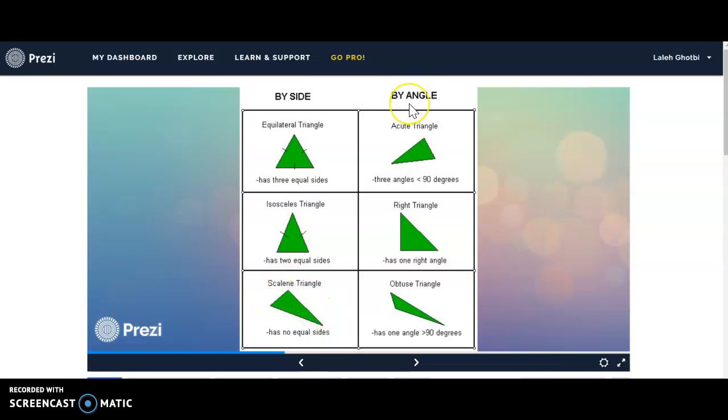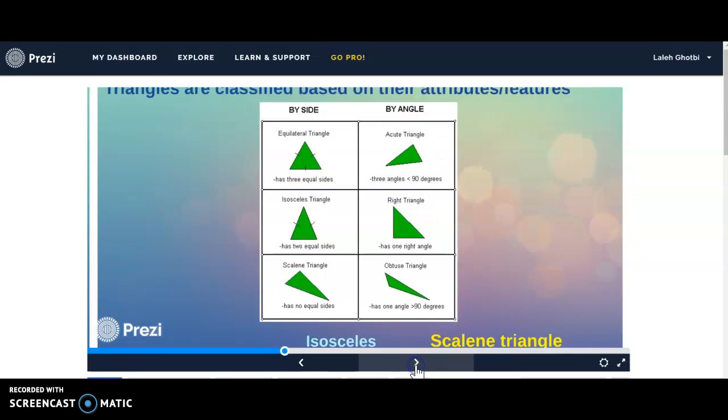Or we can classify them and give them names based on angle measurement only. Acute triangles have only acute angles, which are smaller than 90 degrees. A right triangle has one right angle, and an obtuse triangle has one obtuse angle, which is bigger than 90. Today we're going to put these two names together and make a new name.